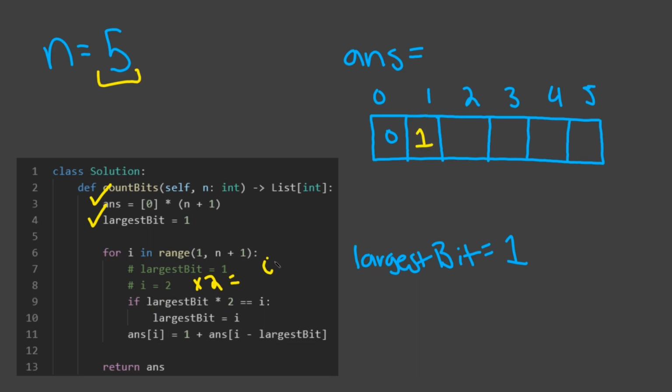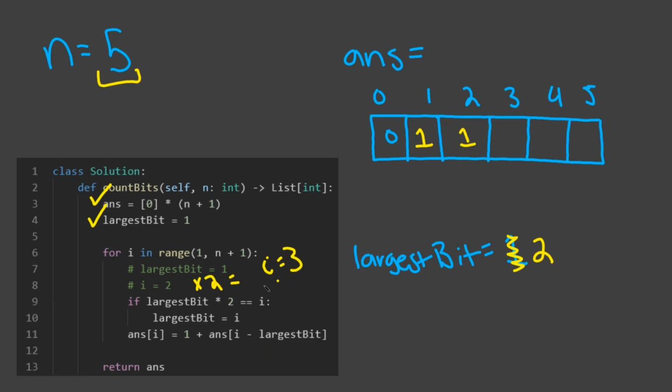So now we're at I equals 2. And let's see, largest bit is still 1, but our I is now 2. So we want to update our largest bit to be equal to I, which is 2. Okay, so now we do answers at I equal 1 plus answers at I minus largest bit, and I equals 2. And our largest bit is also 2. So this would be answers at 0, which is 0, plus 1. So at our 2 spot here, we want to have a 1.